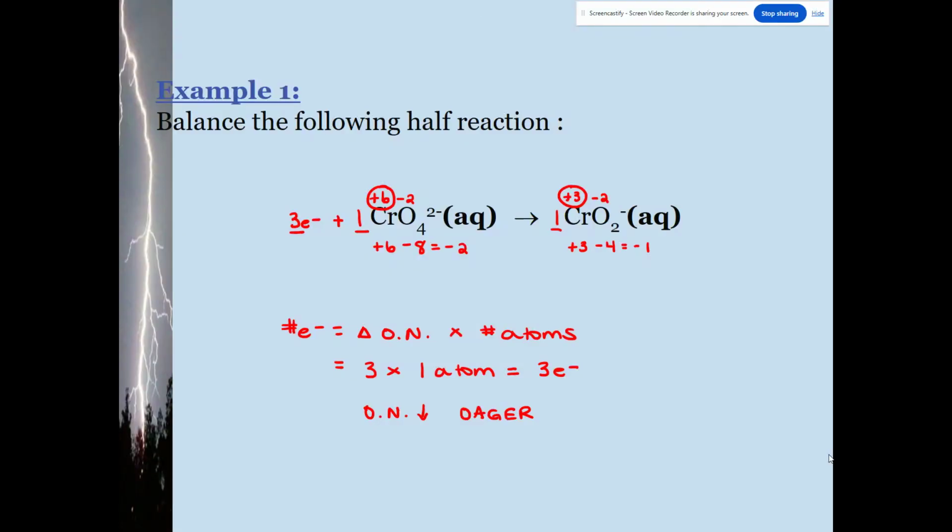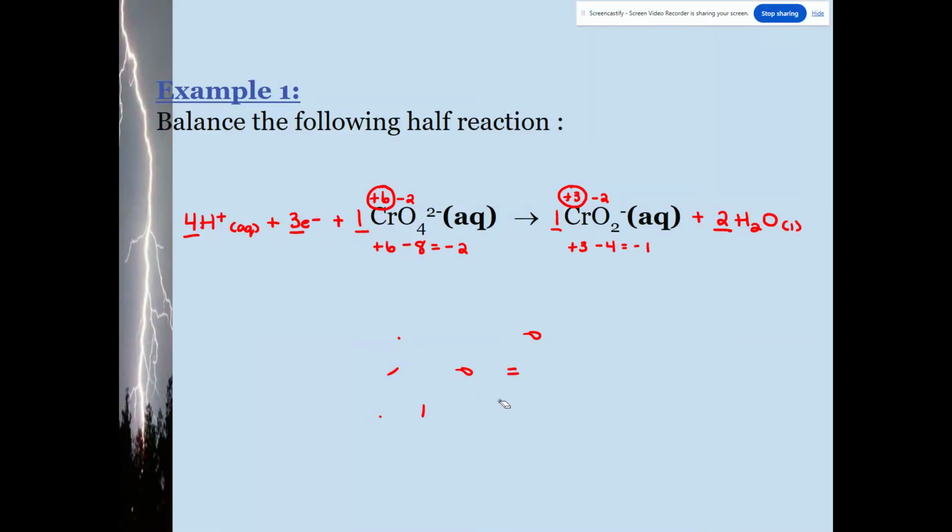Next, we add waters to balance the oxygens. I have 4 oxygens on my reactant side and only 2 on my product side. So I'm going to add 2 waters to give me an additional 2 oxygens on my product side, and that now gives me 4 oxygens to match the 4 on the reactant side. And then last, we add hydrogen ions to the side that needs more hydrogens. I have 4 hydrogen atoms on the product side from my 2 waters, so I need to add 4 hydrogen ions. Okay?